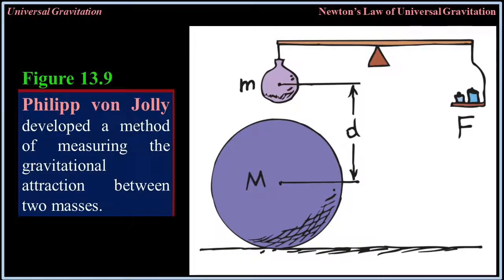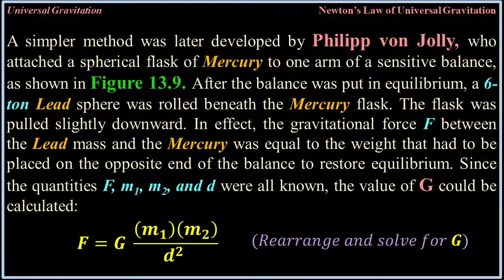Since the quantities F, m1, m2, and d were all known, the value of G could be calculated. So start with the basic equation, force equals G times m1 m2 divided by d squared. Rearrange the equation and solve for G.